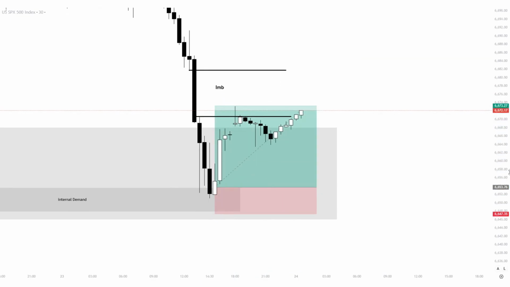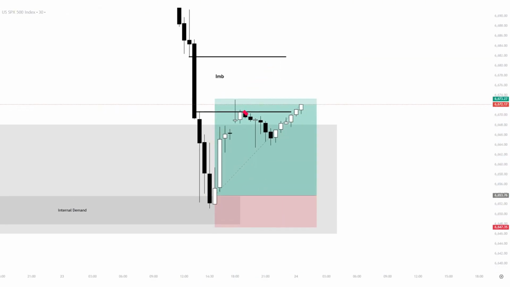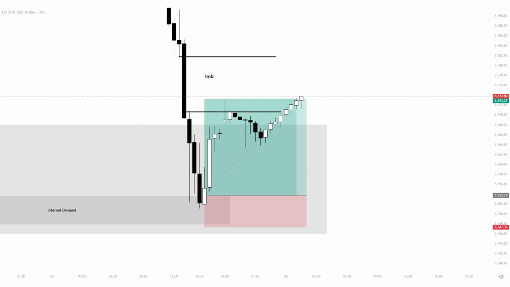But here, because this imbalance filled and had a small rejection to the downside, but currently the market's still pushing higher, we can place the take profit right above the past high. So now that you should understand the logic behind, we will look for a forward test.